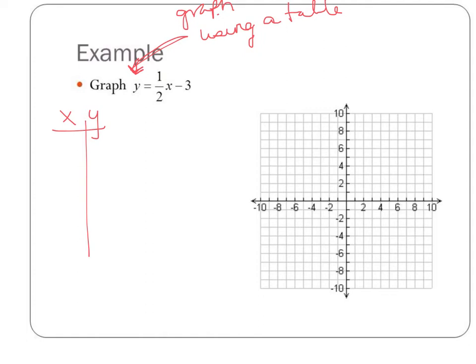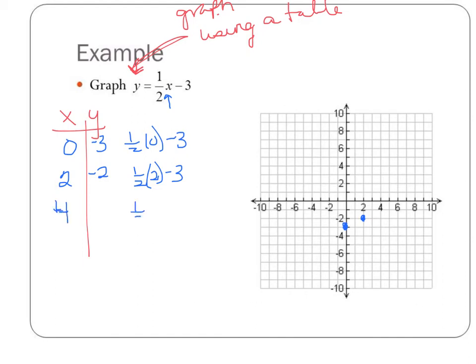I would start with 0. If I put in 0 for x, 1/2 times 0 is 0, right? 1/2 times 0 is 0. Minus 3, we get -3. And I'm going to go ahead and graph that. (0, -3). Okay. And then you know what? I'm going to put in 2 because I want to multiply 1/2 by 2. You can put in whatever x's you want. So 1/2 times 2 is 1. 1 minus 3 is -2. At 2, we're at -2. And I would like for you to have 3 points, so I'm going to put in 4.